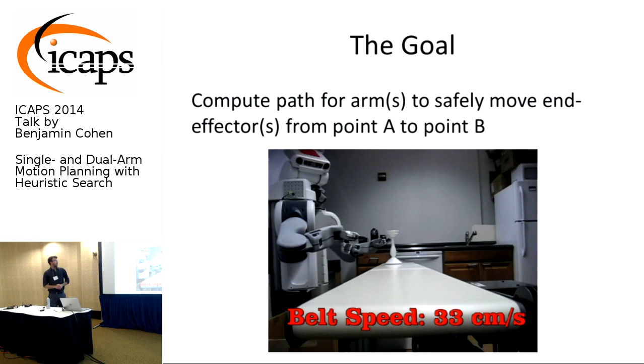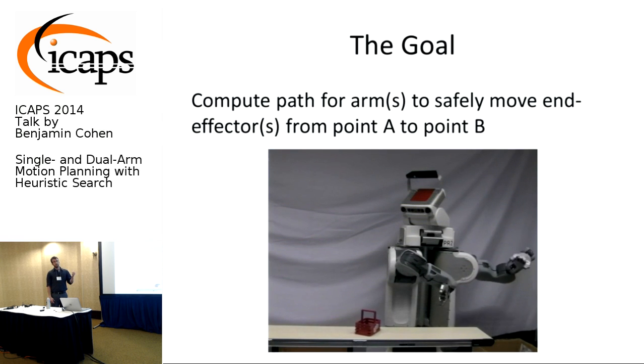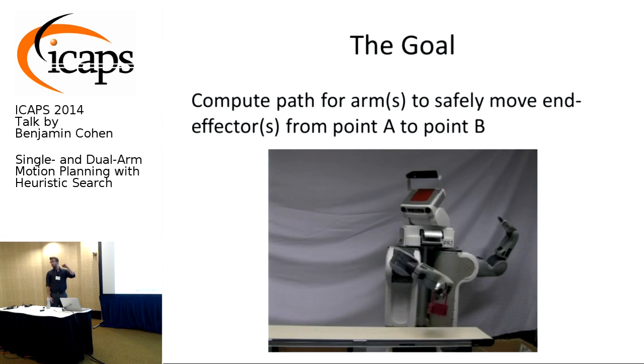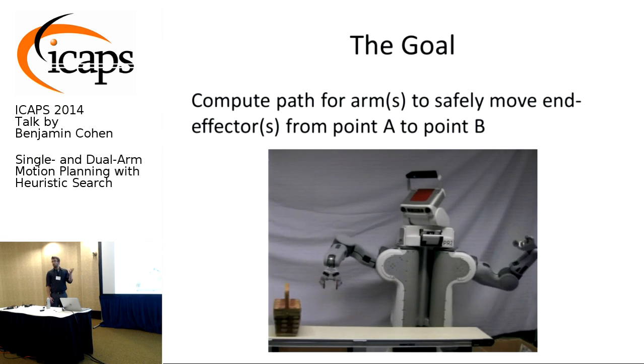So the goal of our research is to create a motion planner that's capable of planning paths for an arm to safely move the end effector from some point A to some point B. Those points are X, Y, Z, roll, pitch, yaw coordinates.